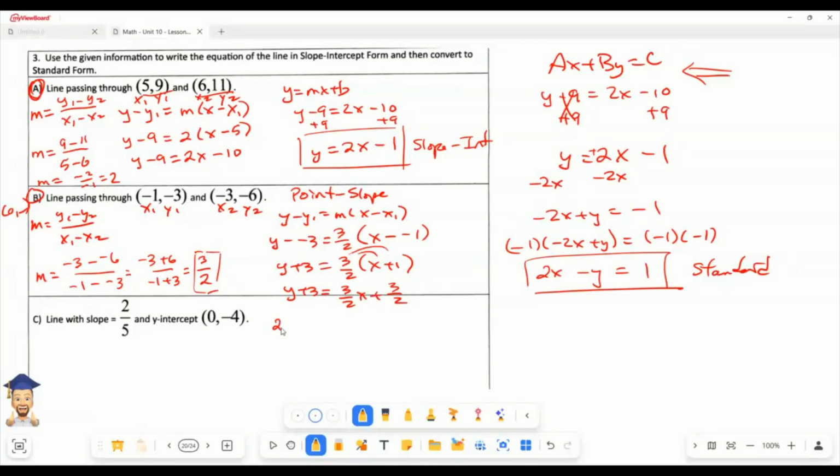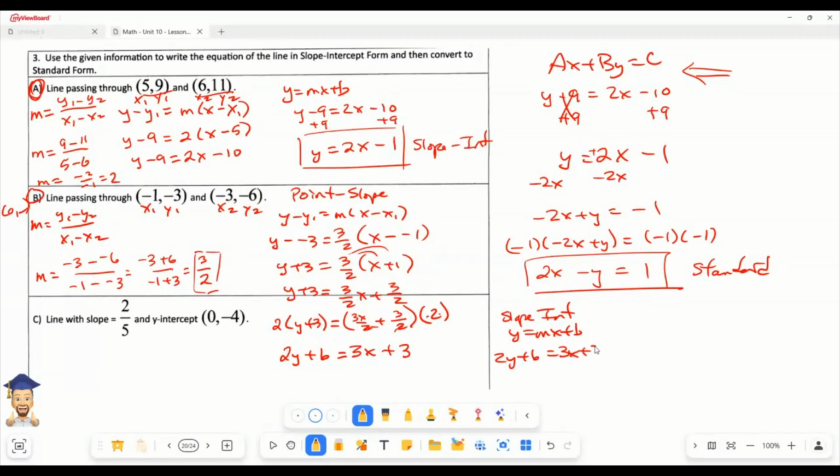Get rid of the fractions. 2 times y plus 3 equals 3x over 2 plus 3 over 2 times 2. 2y plus 6 equals, 2's divide out, 3x. 2's divide out, 3. Then to do slope intercept, we're going to take 2y plus 6 equals 3x plus 3. I need to get y by itself.